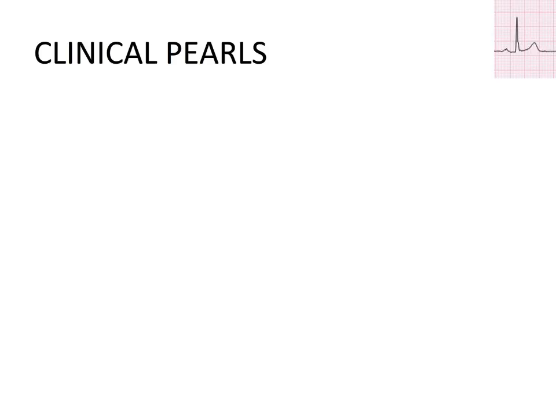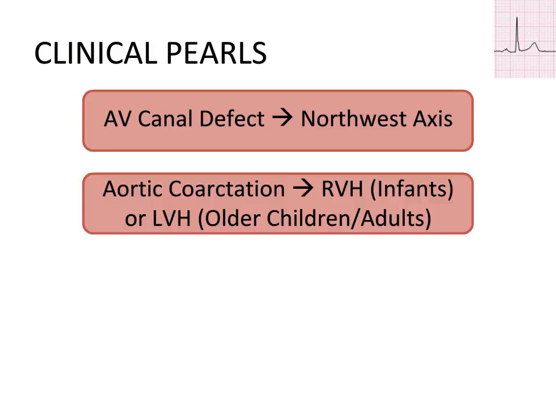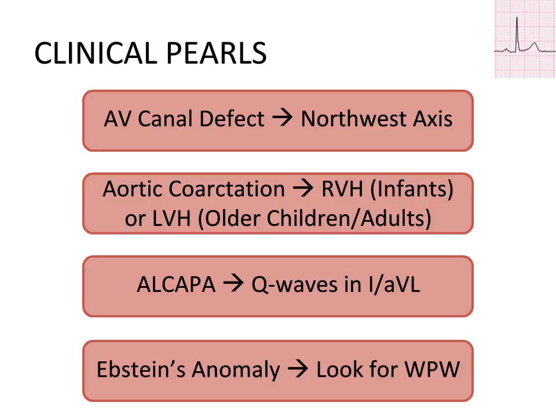We have now gone through various EKG pearls of congenital heart disease. Some key points to remember are that AV canal defects often present with a northwest axis on EKG, aortic coarctation presents with RVH in infants and LVH in older children and adults. ALCAPA presents with an anterolateral infarct pattern, most commonly with large and wide Q waves in leads 1 and AVL. And in patients with Ebstein's anomaly, look for WPW as a cause of palpitations or tachycardia.